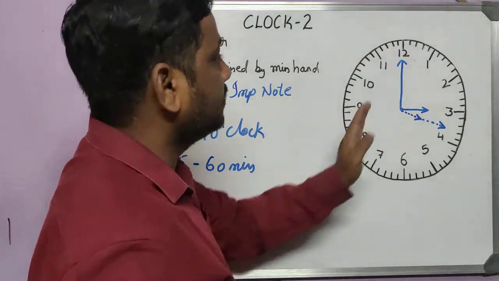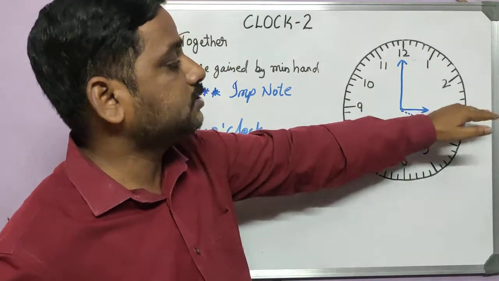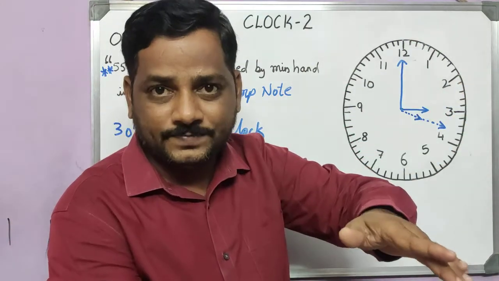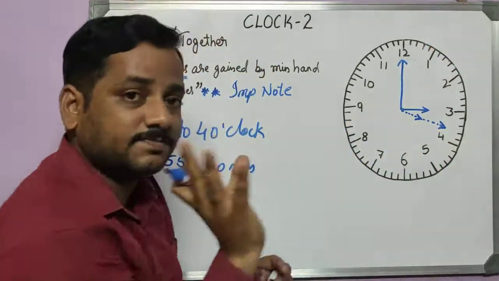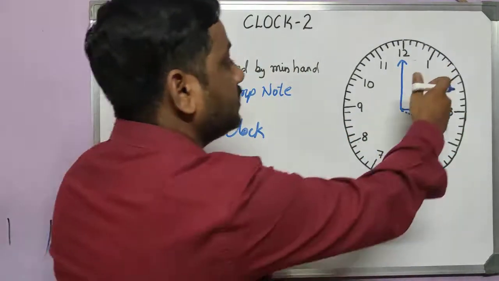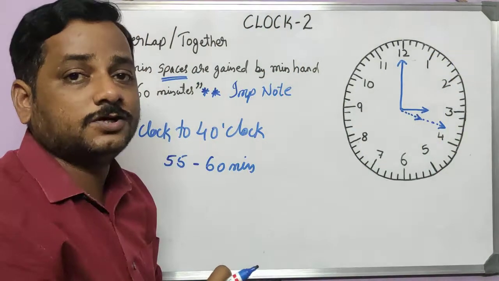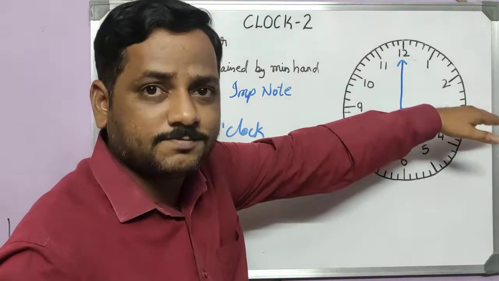So I can say that the minute hand will move from 12 to 1, 1 to 2, 2 to 3. In between 3 to 4, there will be overlapping. So I will consider that the minute hand moving from 12 to 1 means 5 spaces, and 1 to 2 means again 5, and 2 to 3 means one more 5 spaces. Totally 15 spaces we got. So when the minute hand is moving from 12 to 3, it is covering 15 spaces.